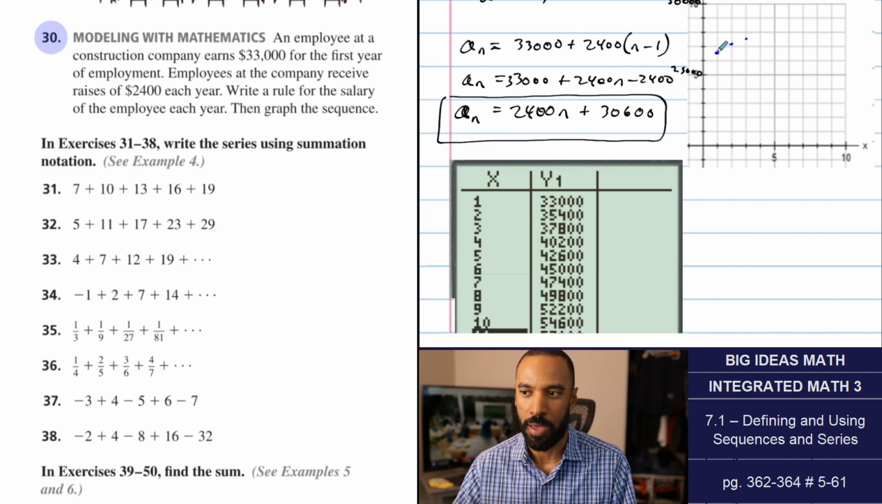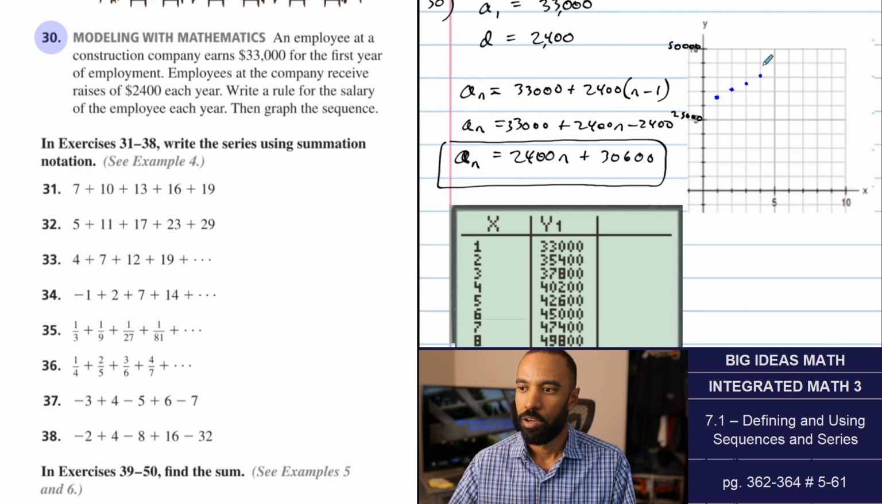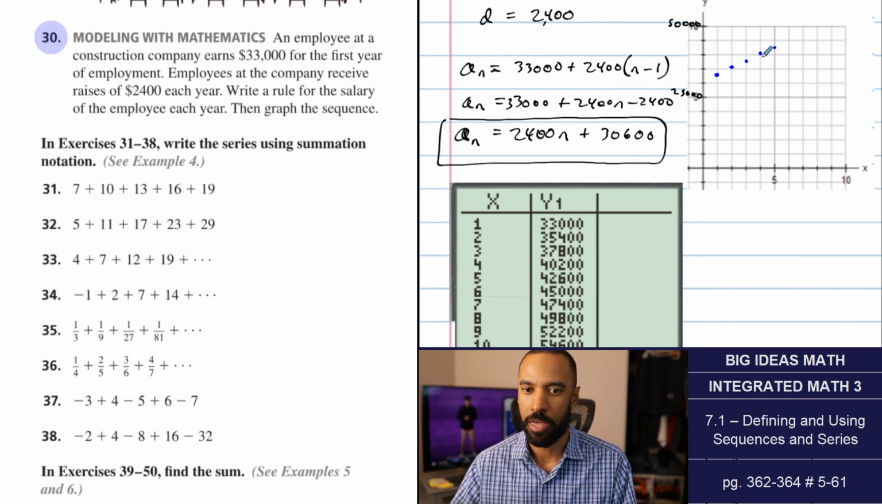These should be arithmetic, by the way. This should actually look a little more linear than so far I've made it. But 37,800 is just a little more than halfway. 40,200, a little bit like that, again, in a linear fashion. 42,600, just a little more than probably halfway up like that. Again, following the path.